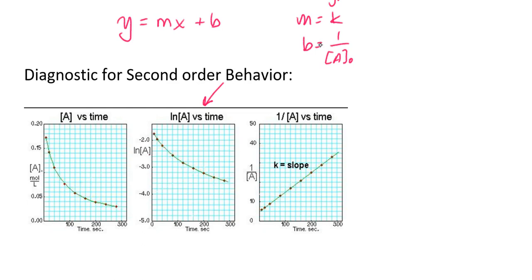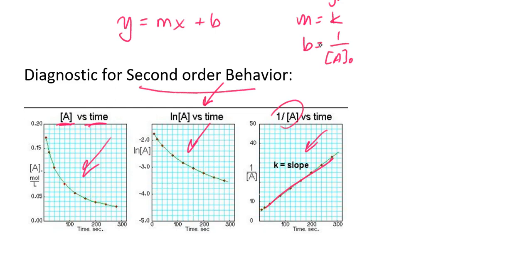So basically now, if I try and do what I did for first order behavior, if I try to plot the natural log of A versus time for a reaction that is second order, then basically I no longer get a straight line, I get a curve. Notice I still get a curve if I plot the reactant concentration itself versus time. But this time, if I have second order behavior, if I plot the reciprocal of the concentration versus time, now I get a straight line. And that straight line would have a slope that is equivalent to the rate constant.